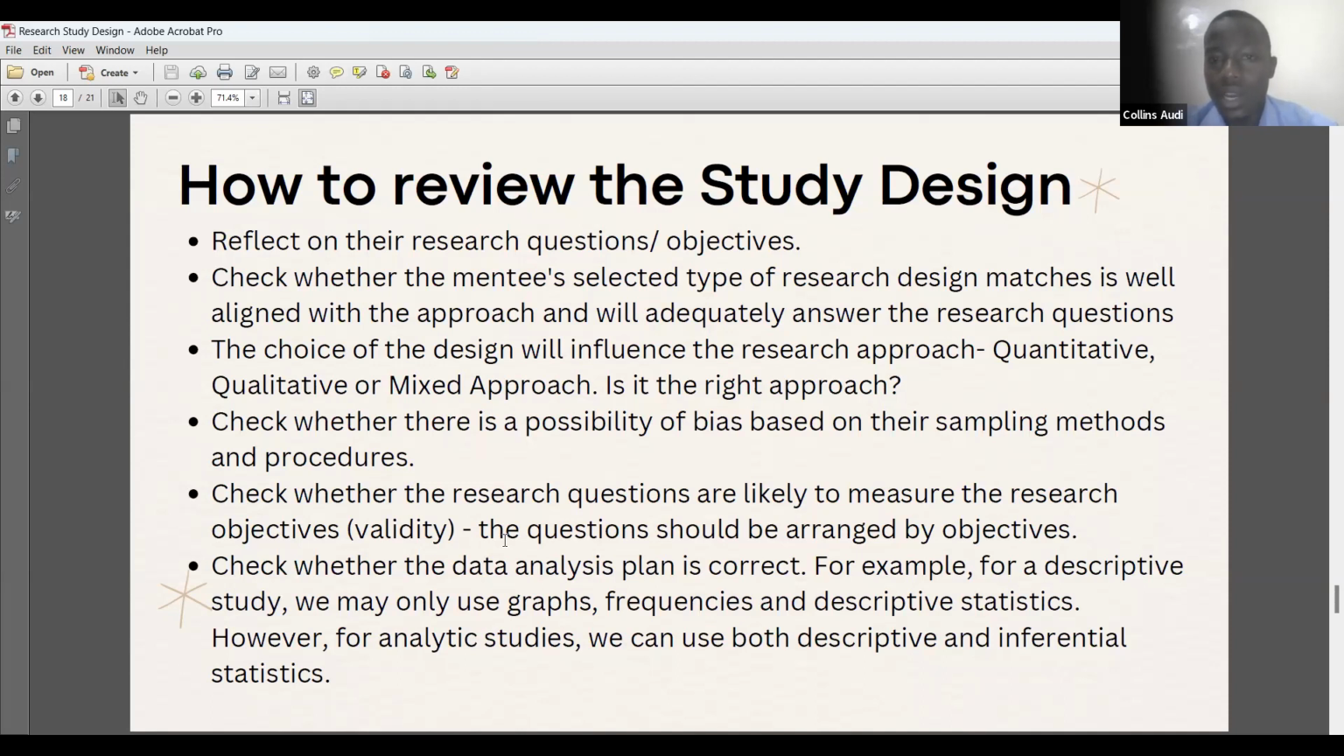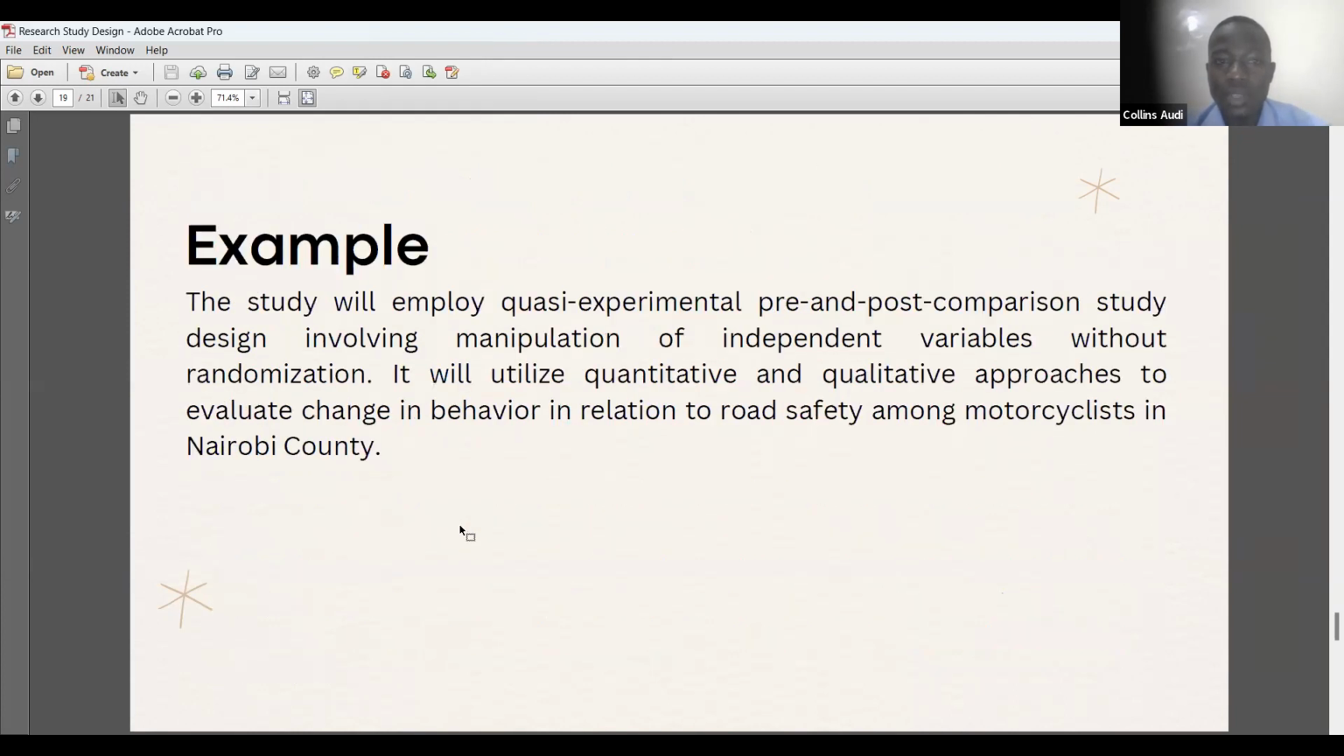Examples of inferential methods include the ANOVA, t-test, and regression methods, but I won't go into details about that. So we have an example of a choice of a study design. For instance, this particular study was called a quasi-experimental study. So the study will employ a quasi-experimental pre and post comparison study design.